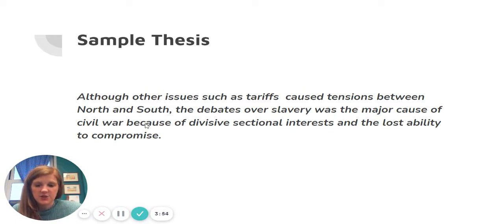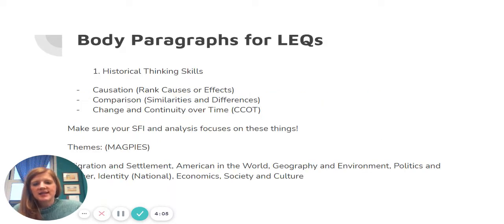And then if you notice, I've got 2 very clear categories. I'm going to have one body paragraph that talks about divisive sectional interests, and then I have another one that's going to talk about lost ability to compromise. So let's get into the body paragraphs really quickly after we know that in our introduction paragraph, we're going to get 2 points, the contextualization and the thesis.